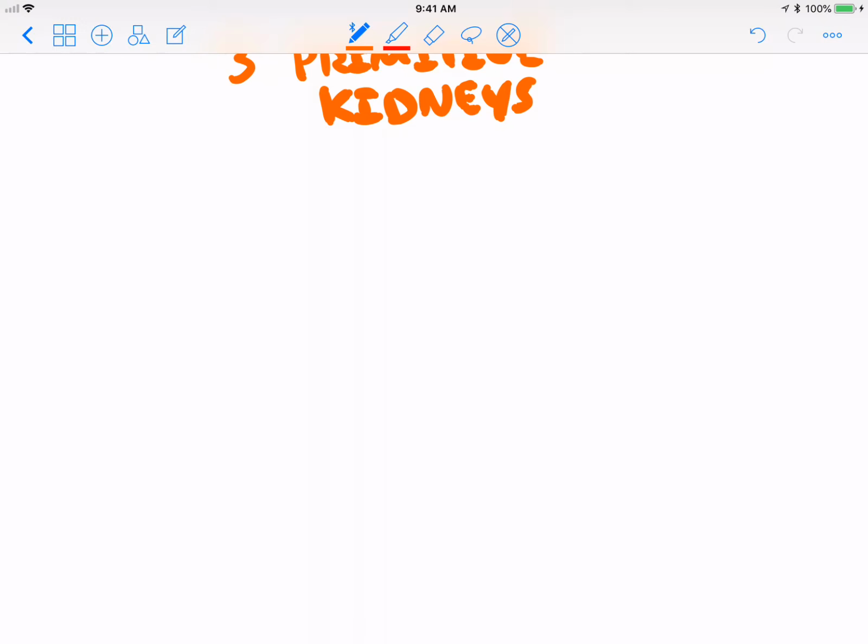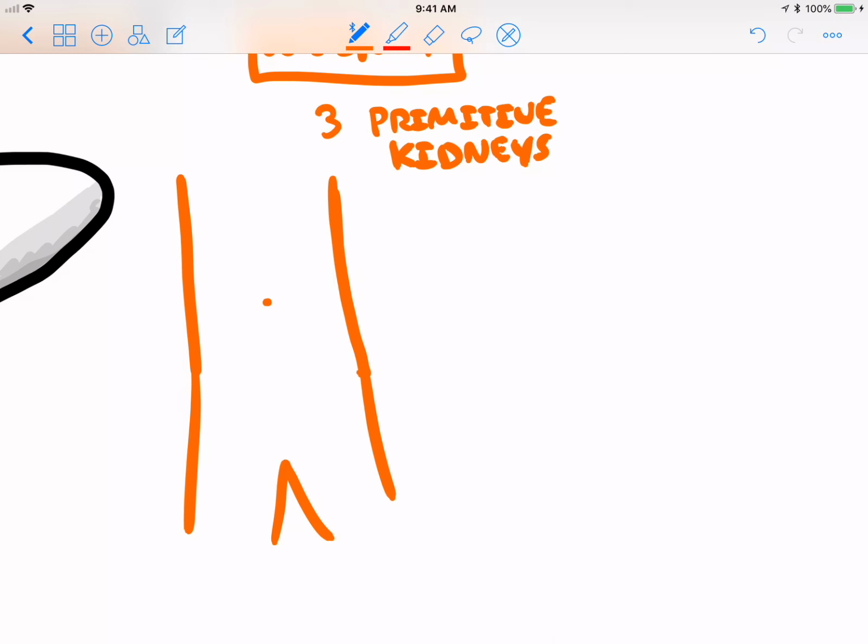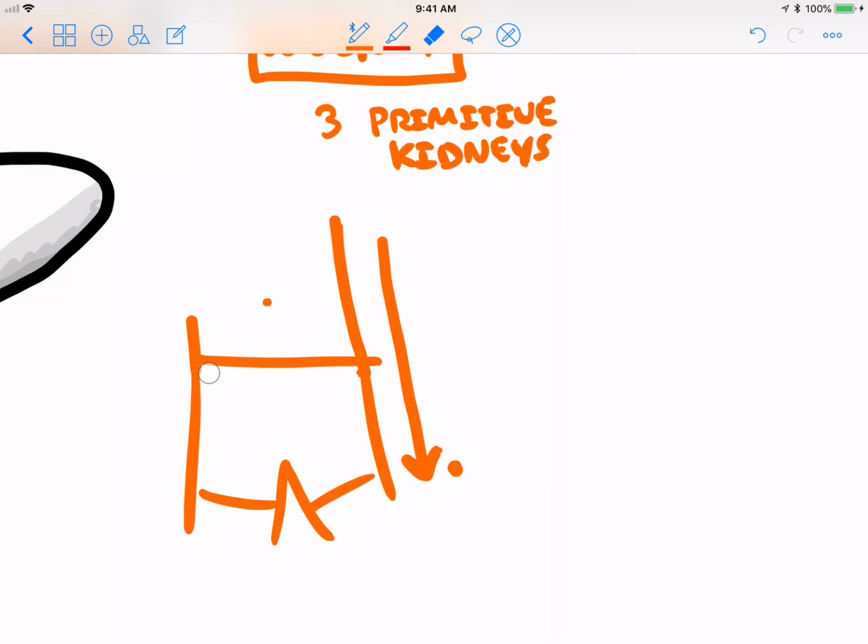So in the development of the kidneys, which happens in a cranial to caudal fashion, so that means if we're looking at the abdomen here, that's the belly button, these are the legs, let's give them shorts. This cranial to caudal means that it's happening from this direction to this direction. Cranial head to caudal tail. Okay. Let's get rid of all that.